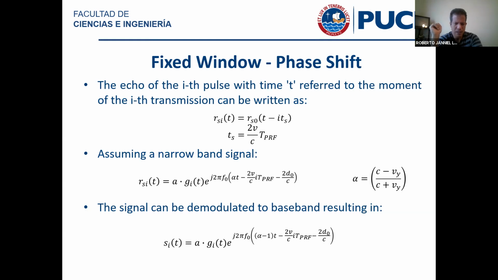Now, the argument of that exponential shouldn't be that difficult to understand. It basically has 3 components. The first one is 2 pi f naught times alpha times t, where alpha is c minus v divided by c plus v, and I forgot to drop the sub index y here, but you kind of get the point. So what does that correspond to?